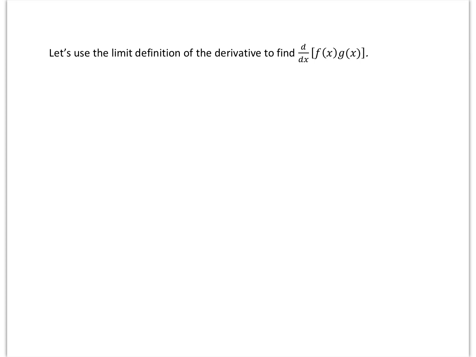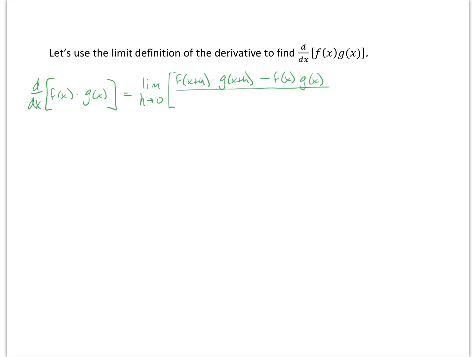So remember the definition of the derivative, d dx of f of x times g of x is equal to the limit as h goes to 0 of. Now you plug x plus h into the function and then you subtract the function itself. So when I plug x plus h into the function f times g, it's going to be f of x plus h times g of x plus h. And then I'm going to subtract the function itself, f of x times g of x. And then we are all over h.